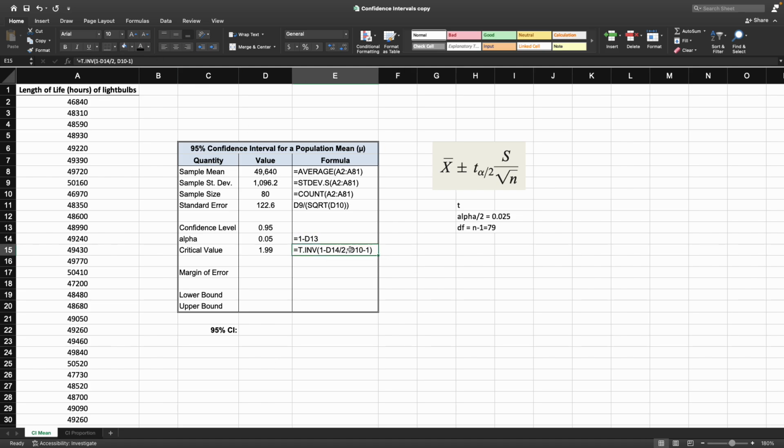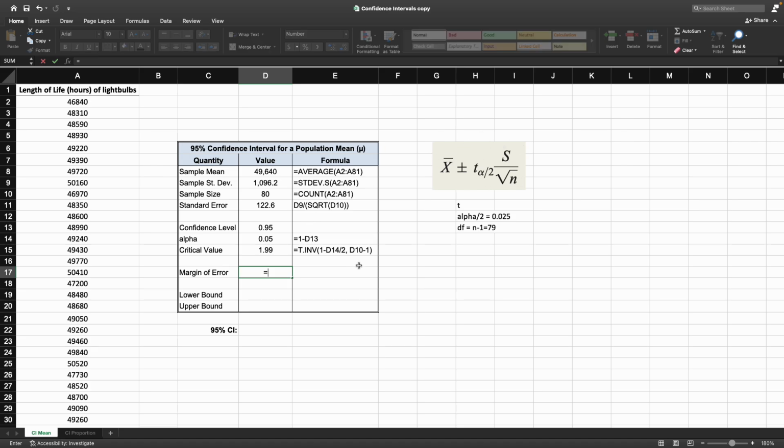So this is our function. It's always 1 minus alpha over 2, comma, n minus 1. That is how we use T.INV. Okay, so we have our t statistic. It's 1.99. We have s divided by root n, which is 122.6. So our margin of error, which is just this piece over here, is our t statistic times our standard error. So we're just going to multiply those two together.